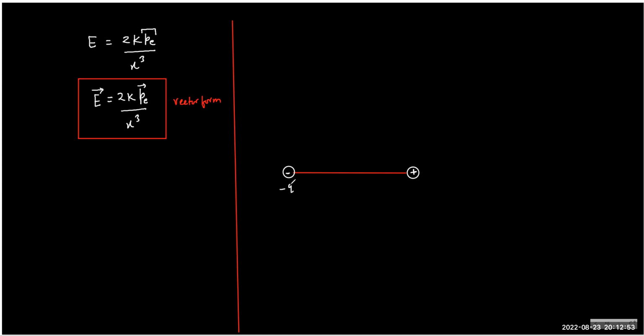So we have charge minus Q, plus Q. d is the separation. Now imagine there's a point P from the center of the two charges in the perpendicular bisector direction. And again, I'm taking x. So you can use the principle of superposition in vector form because now the direction won't be the same. So can you find the net electric field?